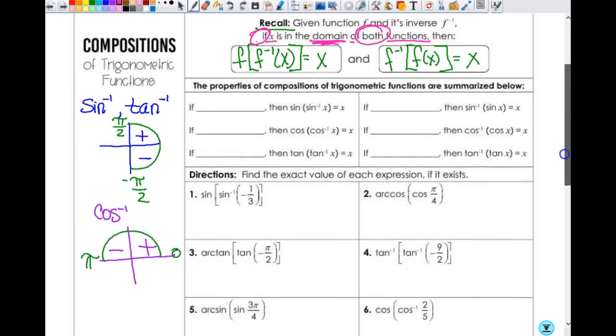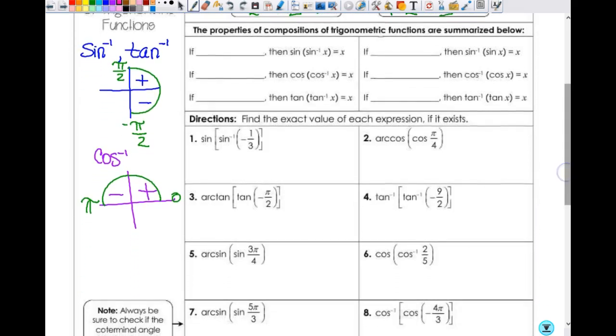All right. So let's look at this. This says, the properties of compositions of trigonometric functions are summarized below. All right. So you see how we have sine of the sine inverse of x equals x, and the sine inverse of the sine of x equals x? So in one of these situations, x represents an angle, and in the other one, x represents the ratio, okay? So I want you to think about, in this group or this group, whether x would represent an angle or the ratio of two sides.